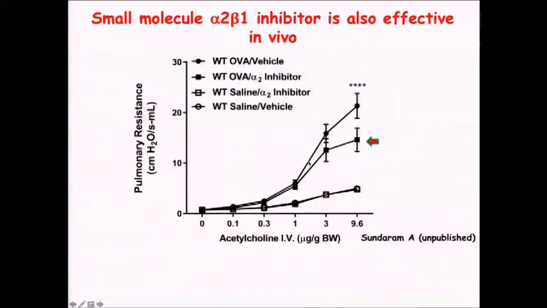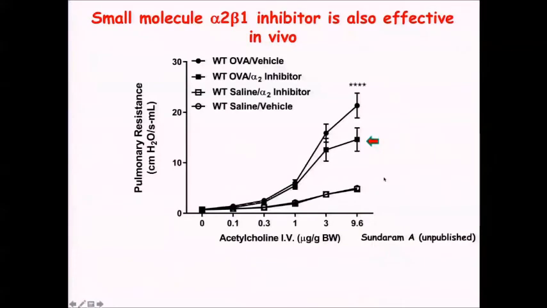But in vivo, the small molecule inhibitor that Bill DeGrado developed 20 years ago against alpha-2 beta-1, which isn't a great drug, but it's good enough to at least prove that it works, also inhibits airway hyperresponsiveness in vivo. So this drug has an IC50 of about 10 micromolar, so it's really not the drug that we want to have, but at least it's a proof of principle that this strategy might work.